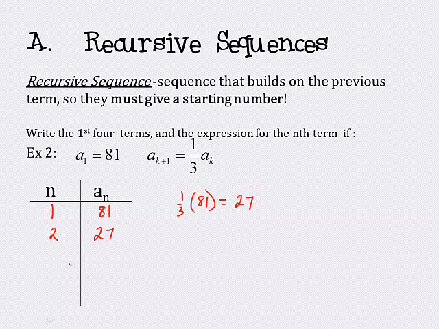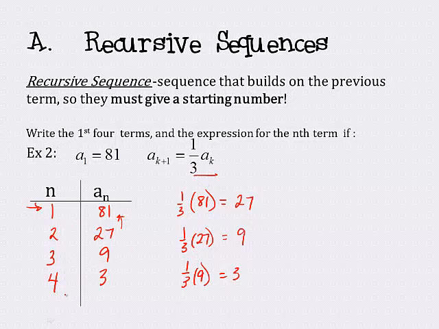So 27 goes here. For the next term, I'm going to take 1/3, and this time I'm putting in 27. Well, hopefully you know that 1/3 of 27 is 9. For the fourth term, I do 1/3 of 9. Hopefully you know that that is 3. And on and on and on you could go. It's recursive, right? It gave you the first term, and you have to find the next term based on the formula.